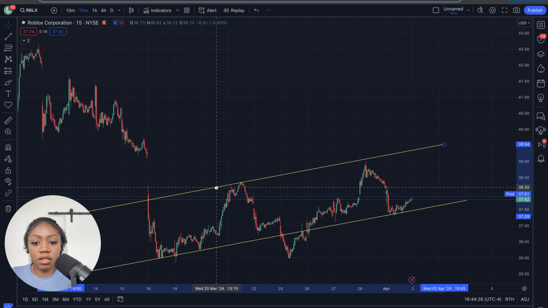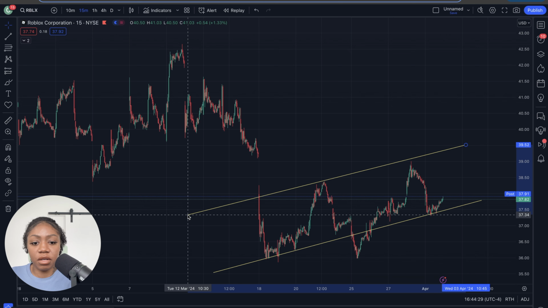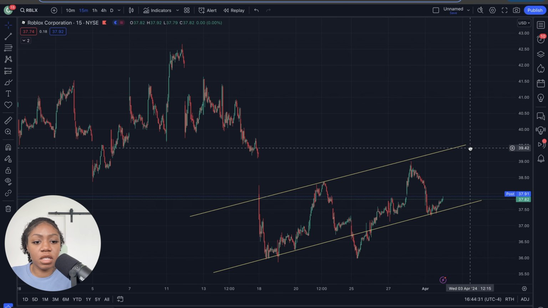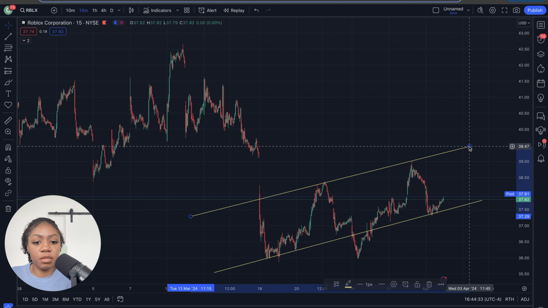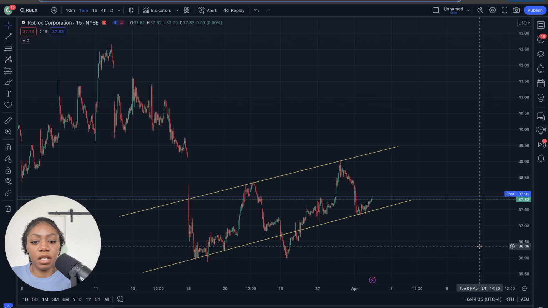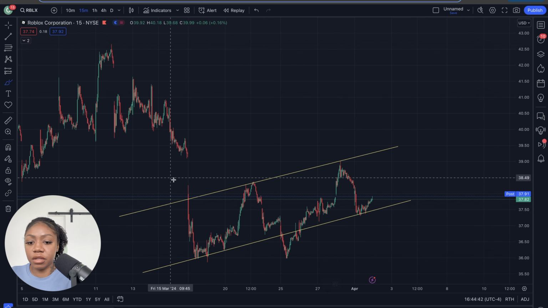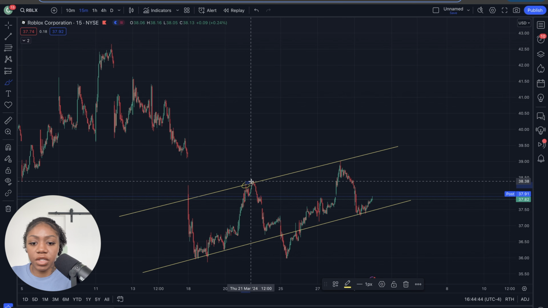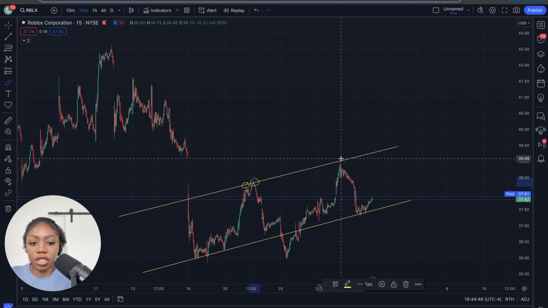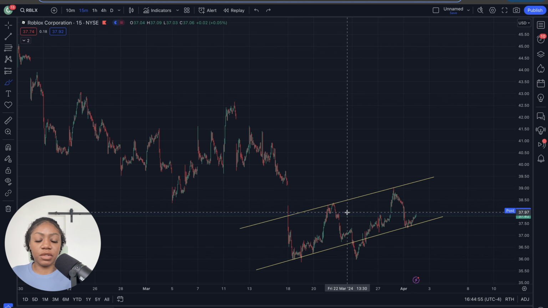place it at the top here. Change the angle a little bit so I can just hit it a little bit better. And then there we go. I have 3 touch points here. 1, let me draw it. Rejection, rejection, rejection. And this little channel that we just drew pretty much is just a 2-week channel.